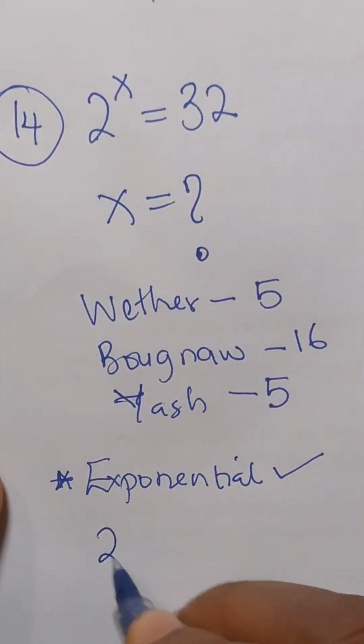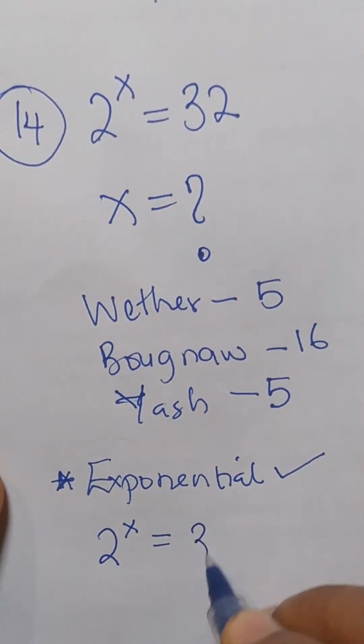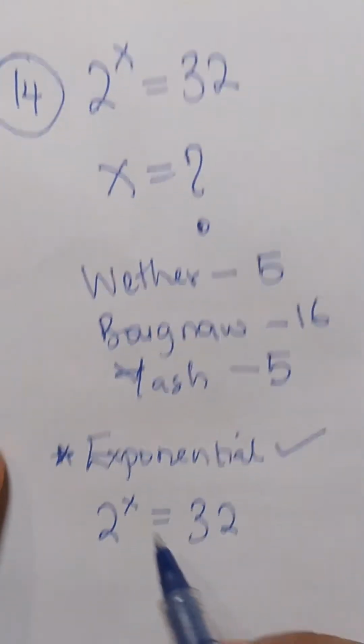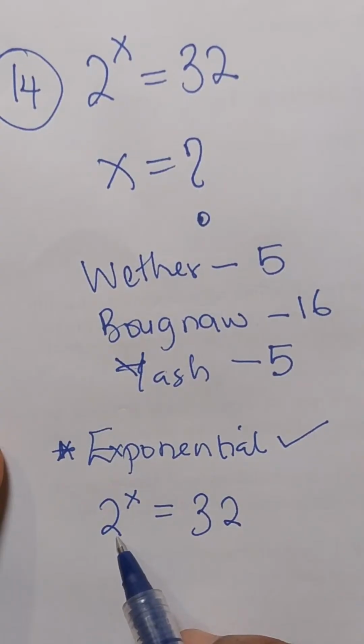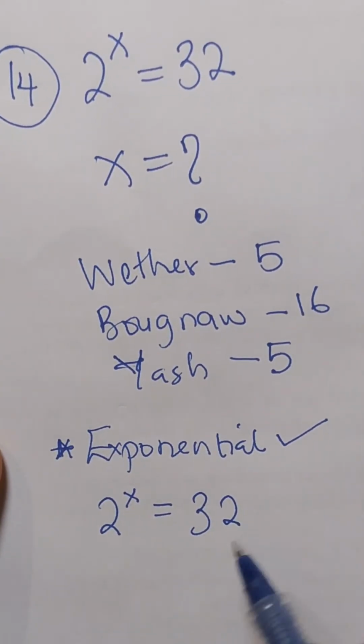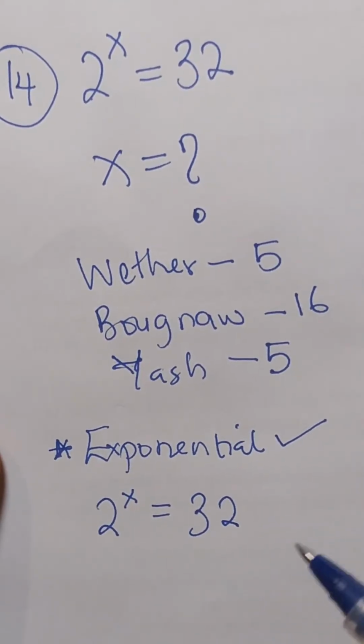So we are given 2 raised to power x is equal to 32. We try to find a way to make this 32 have the same base of 2. So the question is, how many numbers of 2? How many times will we multiply 2 to give us 32?